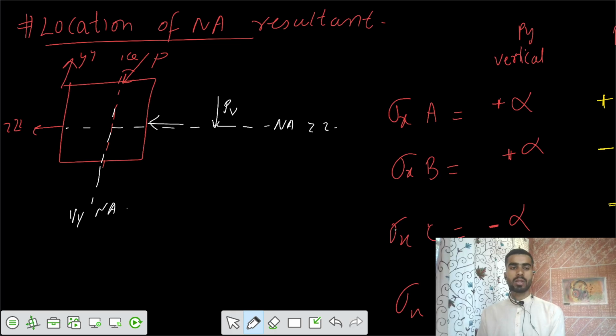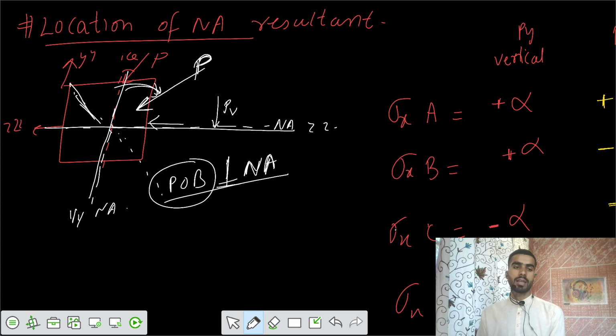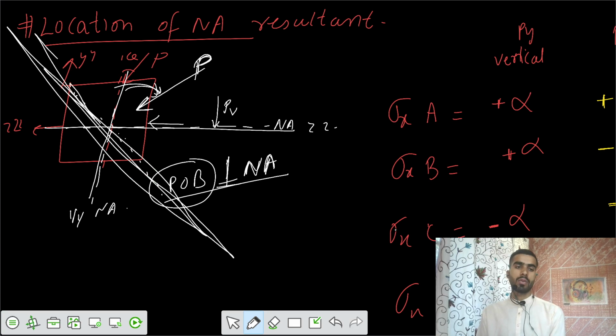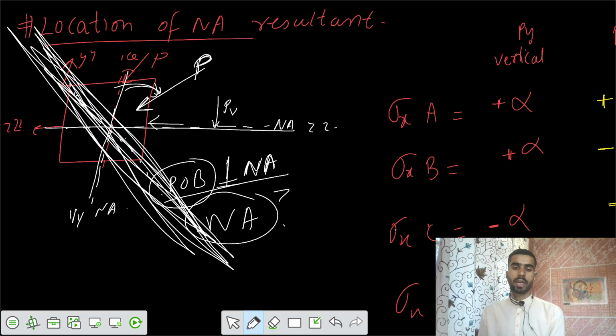So there would be a net resultant neutral axis somewhere in this way. If this was one neutral axis and this is the next neutral axis, the resultant load would be somewhere in this way, making an angle of theta. Perpendicular to the plane of bending, the neutral axis would be there. So the neutral axis would pass through the centroid, making some angle, and our job is to find the location of that neutral axis.